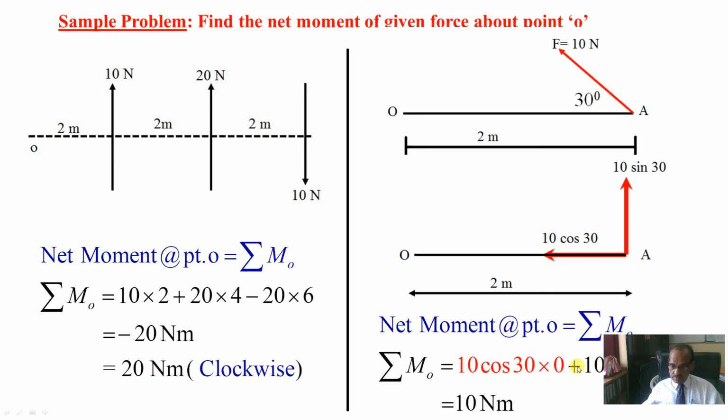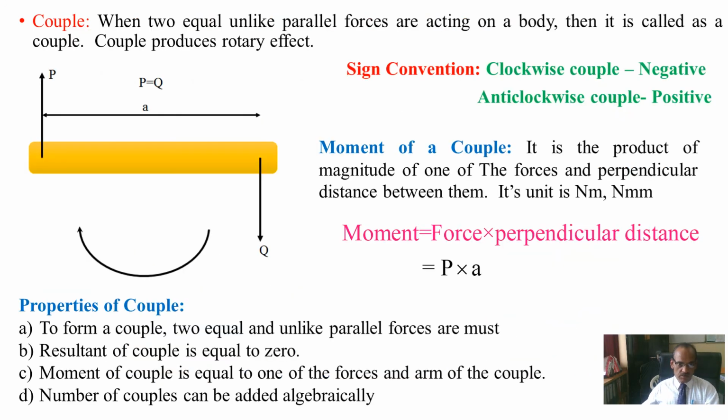Next is this 10 sin 30 about O, it will give moment in sense of rotation anti-clockwise like this, and that's why 10 sin 30 multiplied by distance 2. So if you find out this total, you will get the moment is 10 Newton meter, it is positive, hence the net moment is acting in anti-clockwise direction. So these are the simple examples, parallel force system, which we have discussed.